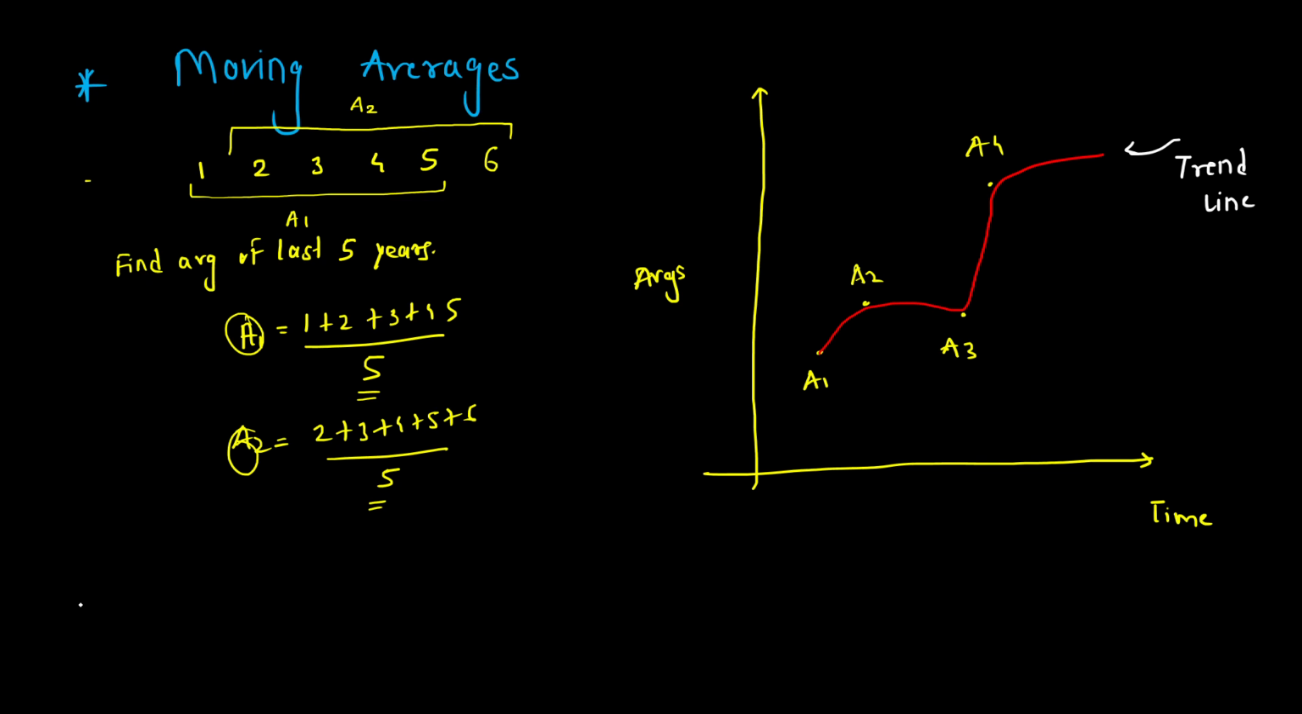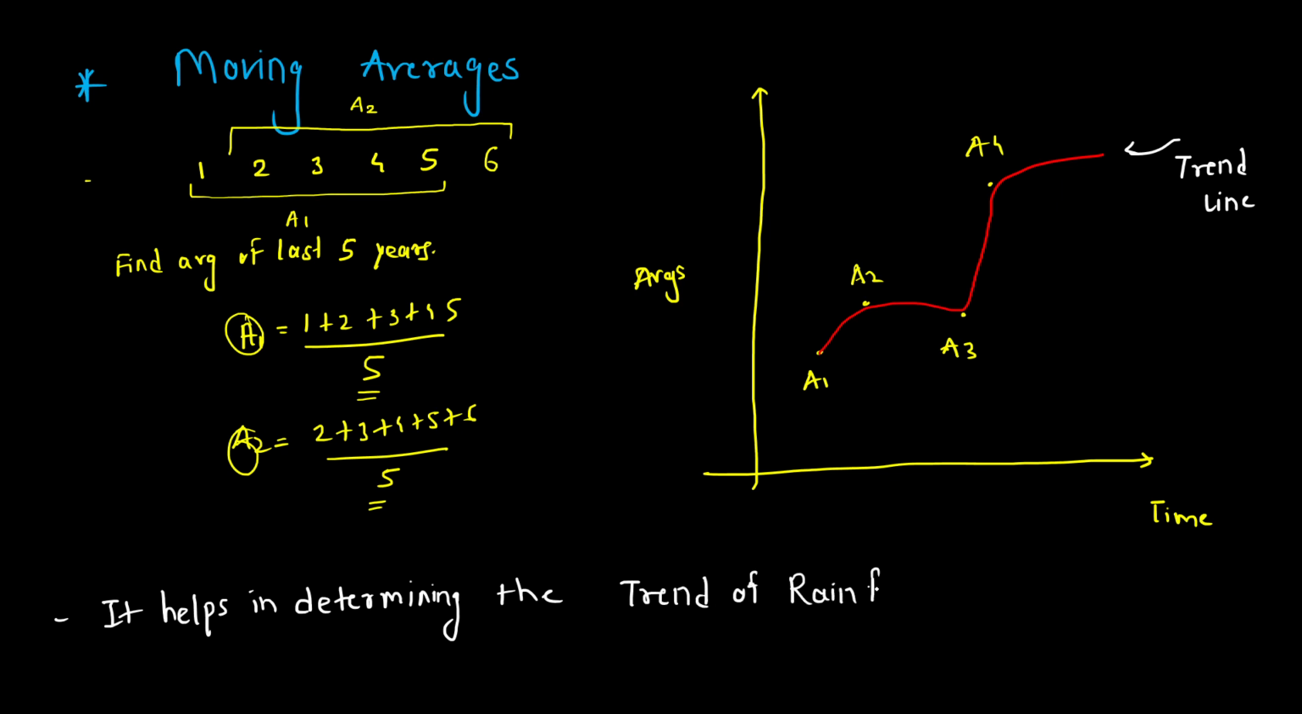From moving averages, there is only one important point that has to be written. So write it down: it helps in determining the trend of rainfall. This is again a previous year IAS question. So what is the use of moving averages? It is used for identification of trend. Okay, so let's go with the next one.